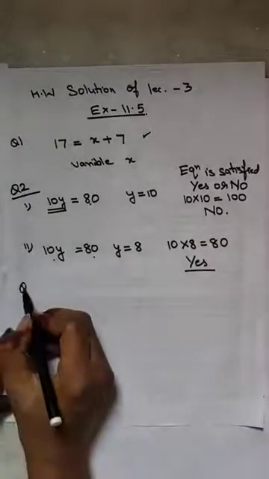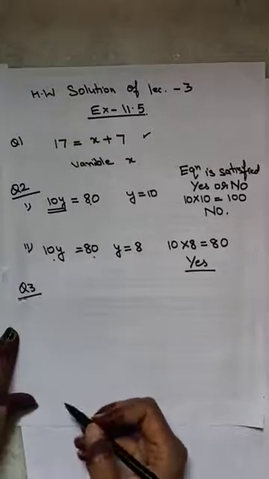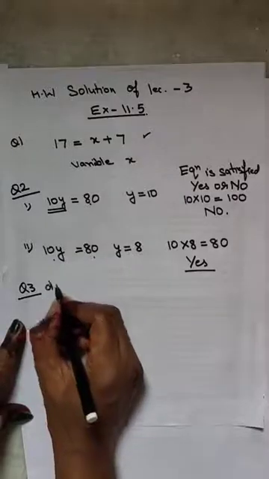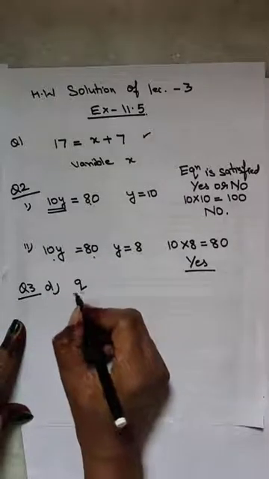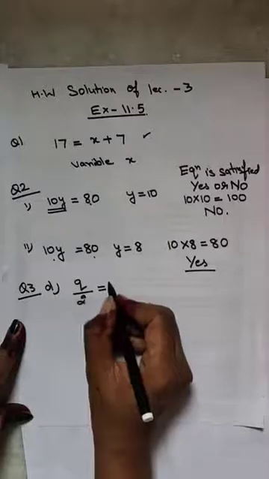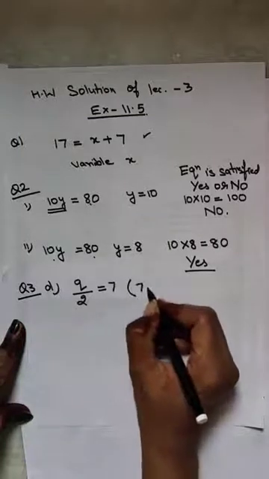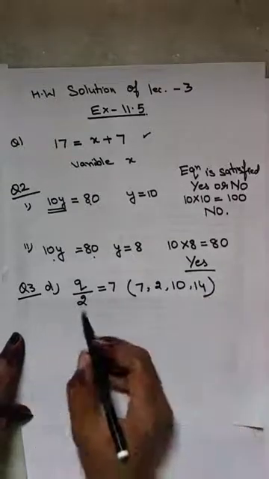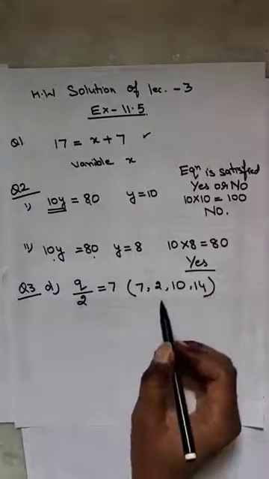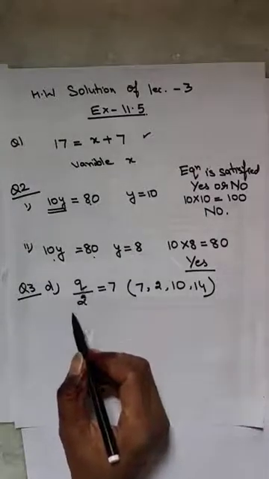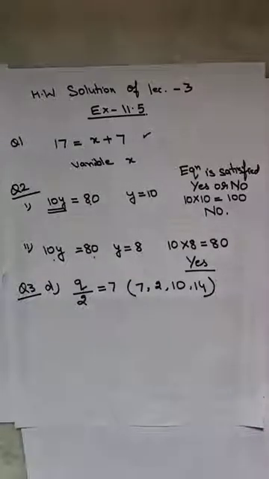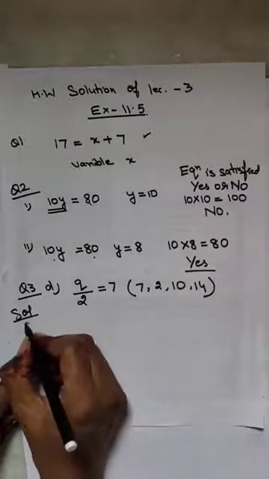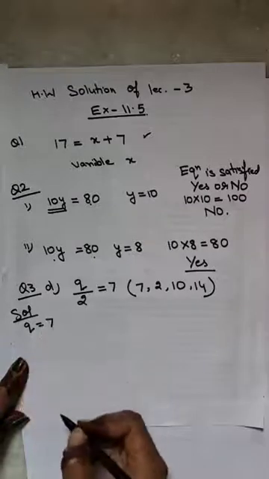Now see question number 3. In question number 3, I am showing you D part. It is q upon 2 equal to 7 and the values are given 7, 2, 10 and 14. For these values you have to tell for which value of q this equation will satisfy. So one time we will take q equal to 7.